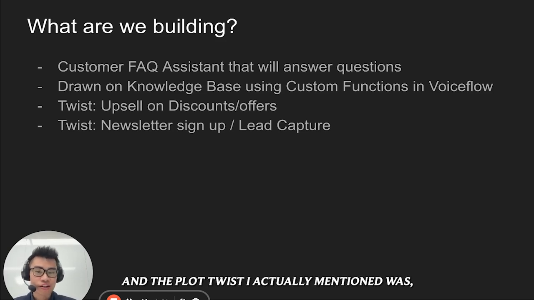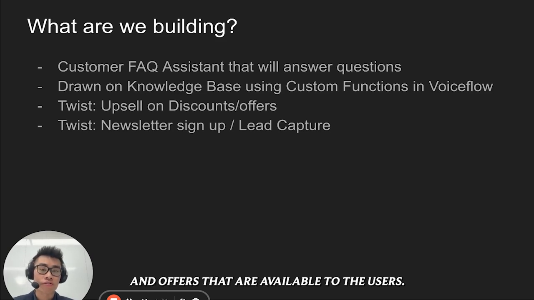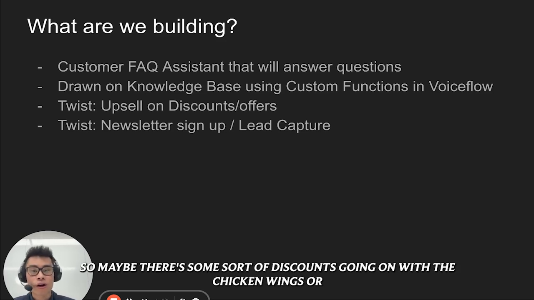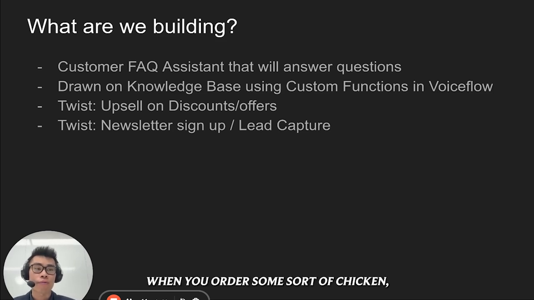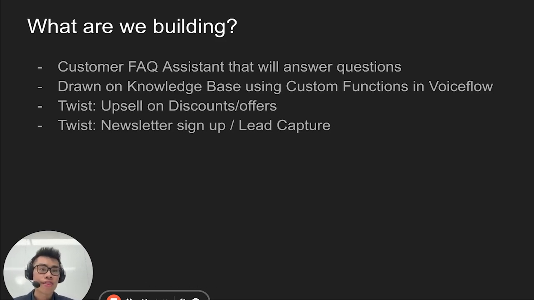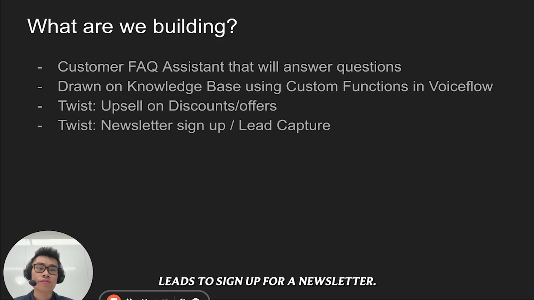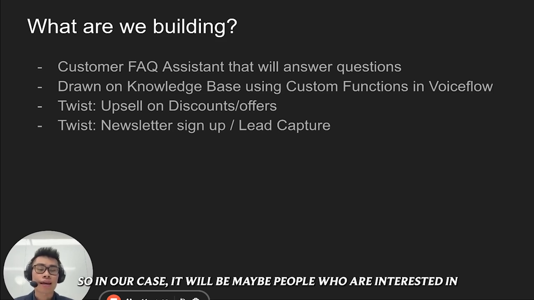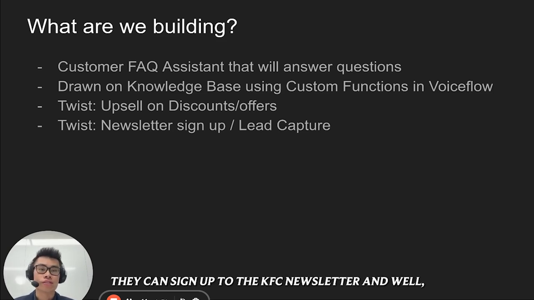And the plot twist I mentioned was, well, one, we're trying to build some sort of an upsell on the discounts and offers that are available to the users. So maybe there's some sort of discounts going on with the chicken wings, or a special deal with some sort of chicken deals in KFC, that when you order some sort of chicken, then there are discounts going on. And another twist is that it's trying to encourage qualified leads to sign up for a newsletter. So in our case, it will be people who are interested in knowing more about weekly deals in KFC. They can sign up to the KFC newsletter.